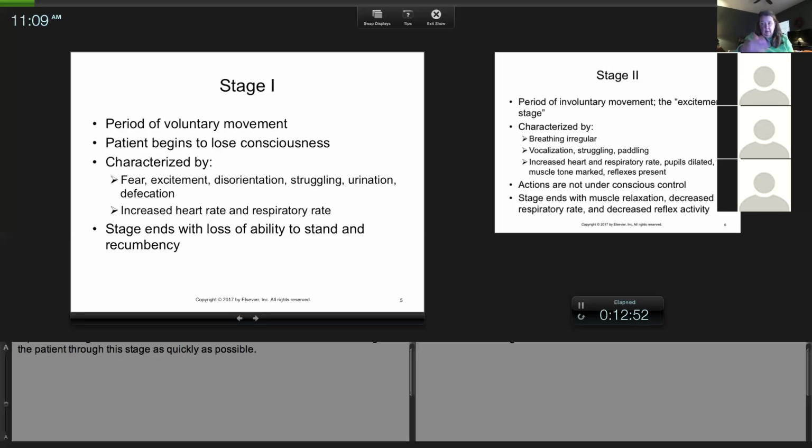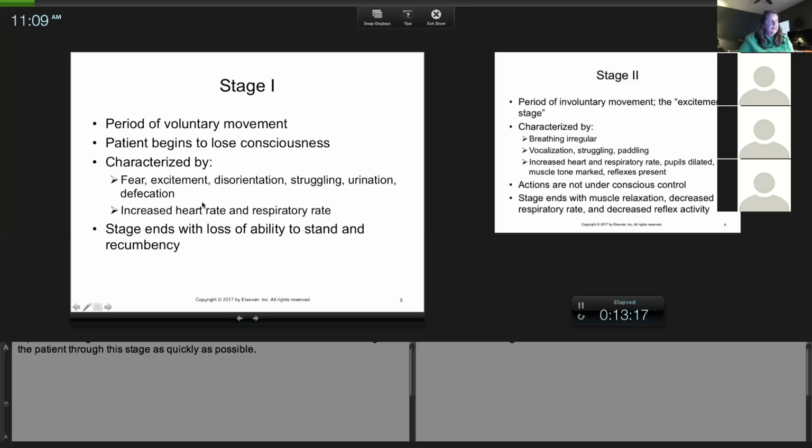So sometimes they defecate. Sometimes you'll get a little increase in their heart rate and respiratory rate because they feel funny. They might be stressed. They might not understand what's going on. But also, if they're deep, that could also go down. So it doesn't always start out high or stay high. It can start to go low.